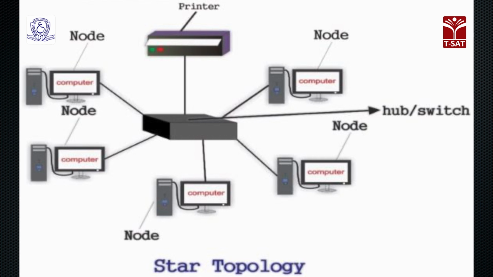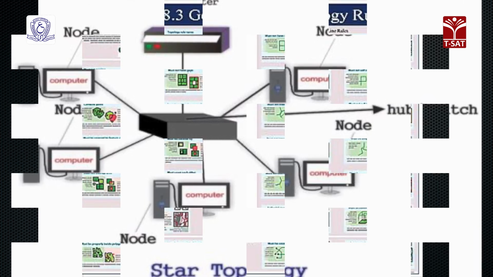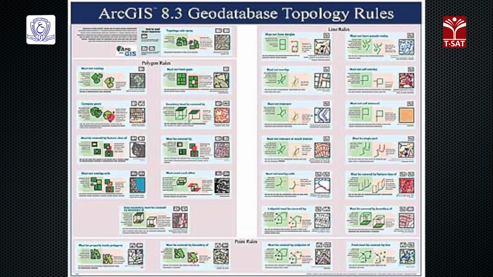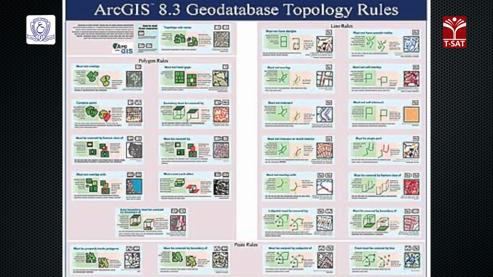Editing using topology rules. The geodatabase has 27 topology rules for point, line and polygon features. Editing with a topology involves three basic steps. The first step creates a new topology with the participating feature classes in a feature dataset, the ranks for each feature class, the topology rules and a cluster tolerance.